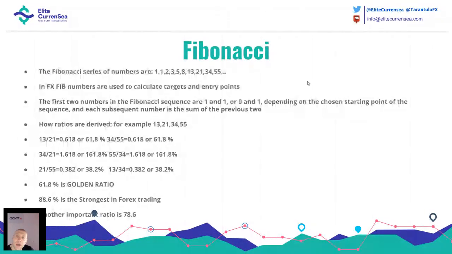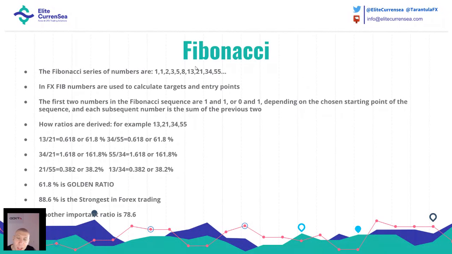Now, the Fibonacci series of numbers is 1, 1, 2, 3, 5, 8, 13, 21, and so on. You probably know that. If you don't know, it's pretty easy, not rocket science. First, you add 1 to 1, you will get 2. Then you add 1 to 2 to get 3. Then 2 to 3 to get 5, then 8, 13. So this is the sequence.